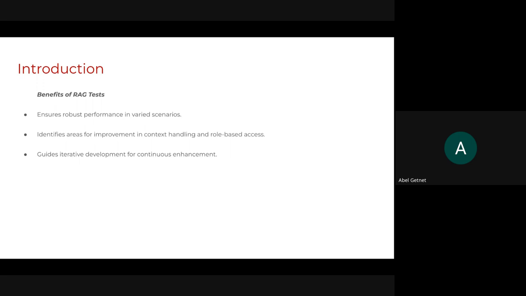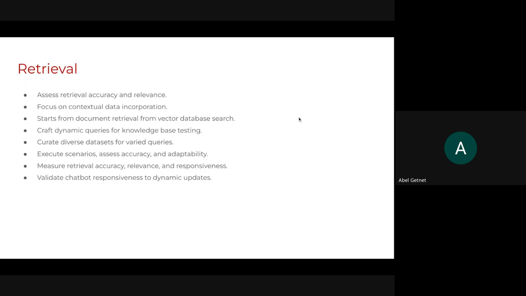RAG tests pinpoint specific areas where the chatbot may face challenges in handling context or role-based responses, and this identification is crucial for enhancing the chatbot's adaptability, addressing any shortcomings, and ensuring that it consistently delivers accurate and contextually relevant information from the document or from the vector database. And also it will guide iterative development for continuous enhancement. This is like the feedback that we collected from the users that we mentioned.